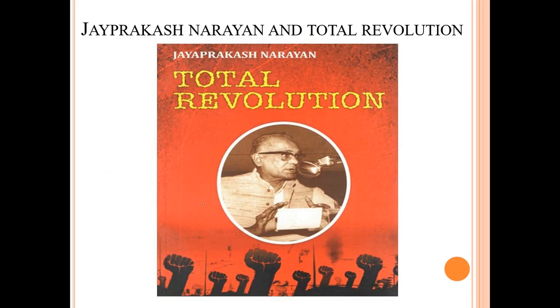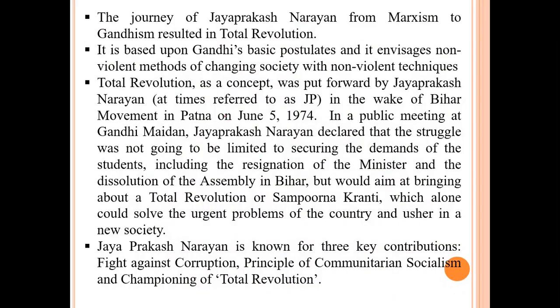If we take one by one the important leaders who contributed in Indian politics and changed the pace of the Indian political system, first person is Jayaprakash Narayan. Of course, he brought total revolution in the Indian political system. He was the first person who helped to form a non-Congress government at the center for the whole of India, that is, for the central government, not for a state government, not in one state, but for the whole country. The journey of Jayaprakash Narayan from Marxism to Gandhism resulted in total revolution.